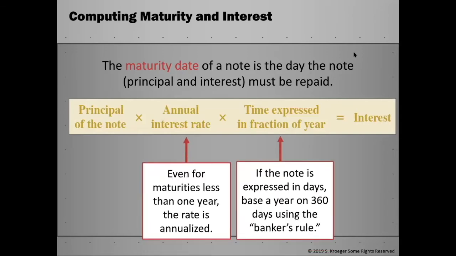To calculate the interest, we'll take the principal of the note, of the loan. That's how much you lent out. The principal is the full amount. If I gave someone $1,000, that's the principal amount. You're going to multiply that by the interest rate times the time expressed in fraction of a year.